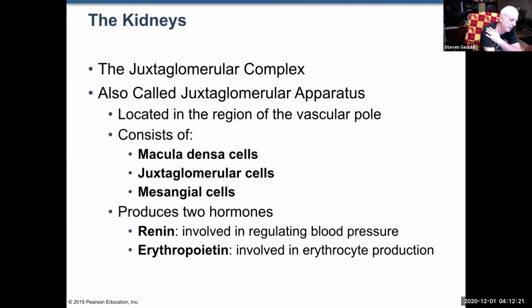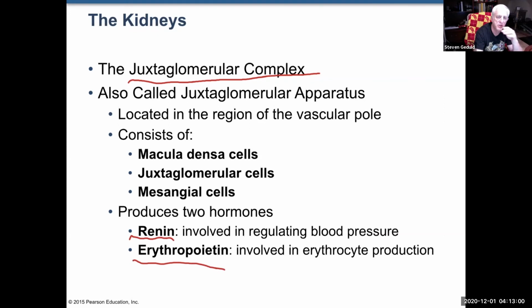Okay, juxtamedullary complex. I'm sorry, juxtaglomerular complex, not juxtamedullary. Juxtamedullary is a nephron. Juxtaglomerular complex is also called the juxtaglomerular apparatus. Okay, it's located in the regions of the vascular poles. They consist of the macula densa cells, the juxtaglomerular cells, and the mesangial cells. They produce two hormones in that part of the juxtaglomerular complex. They produce renin, which is involved in regulating your blood pressure, and erythropoietin, which is involved in producing red blood cells.